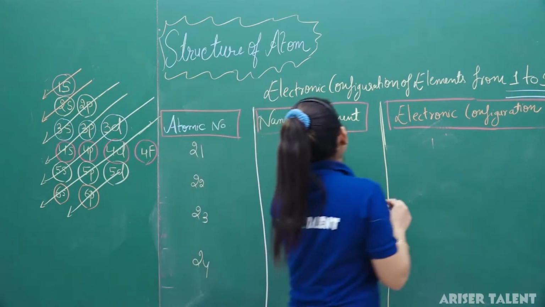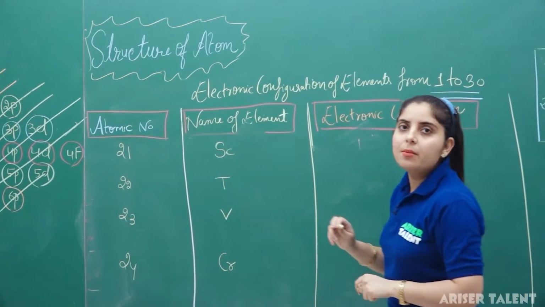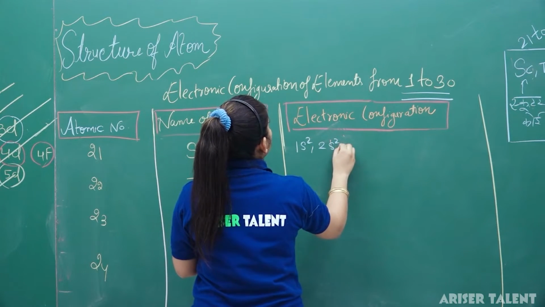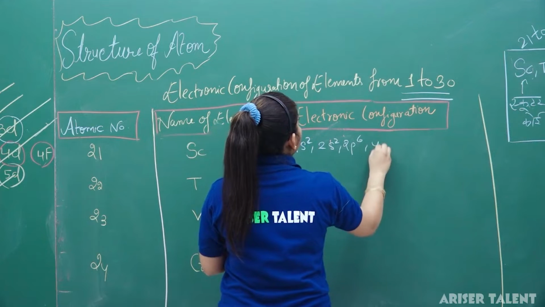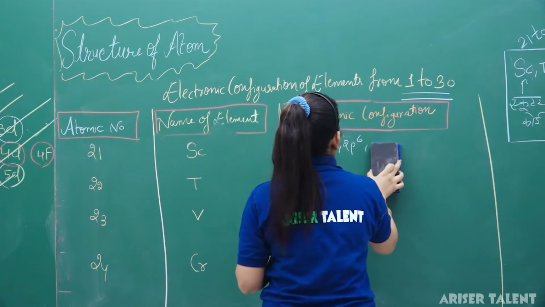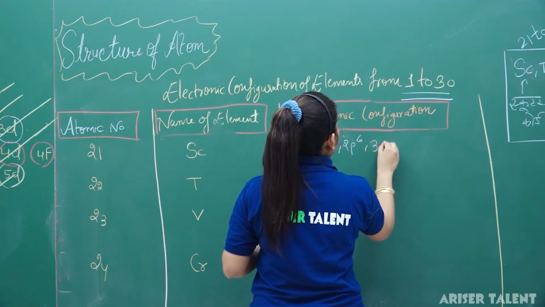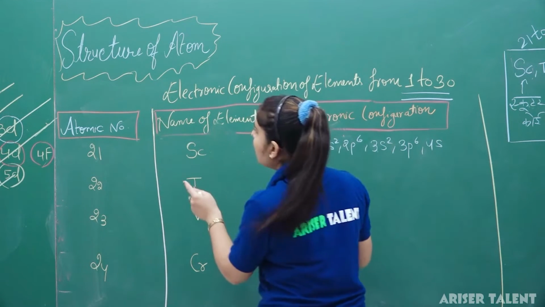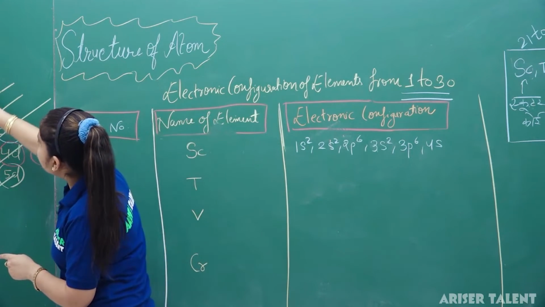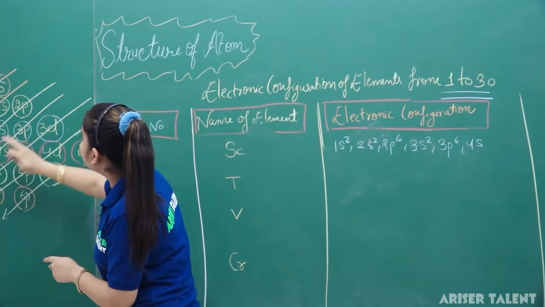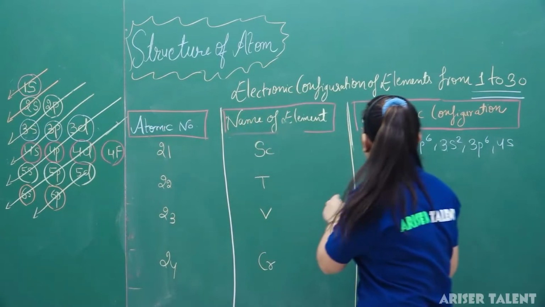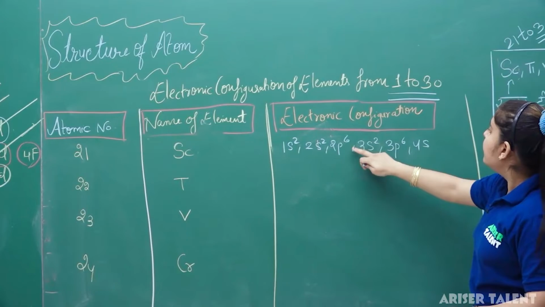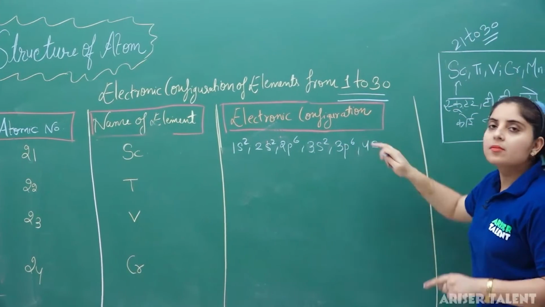chromium. Now Sc is scandium and has atomic number 21, so its electronic configuration will be 1s2, 2s2, 2p6, 3s2, 3p6 and 4s. After filling 1s, 2s, 2p, 3s, we are left with 3p and 4s. So how can the electronic configuration be written? See here, 2 plus 2 is 4, 4 plus 6 is 10, 10 plus 2 is 12, 12 plus 6 is 18.